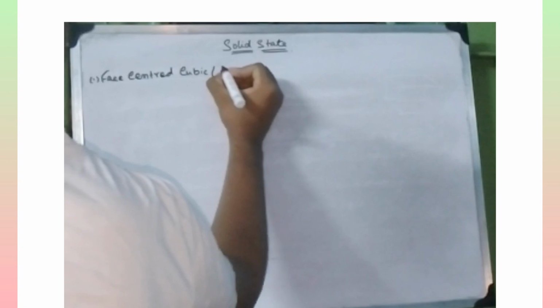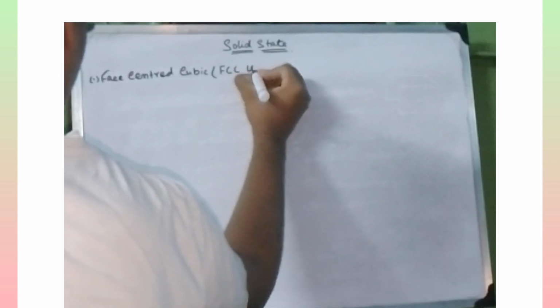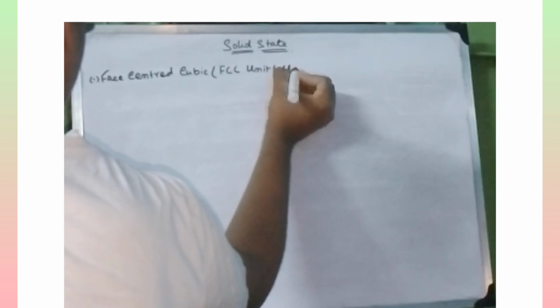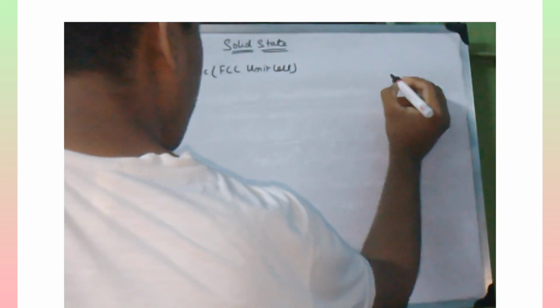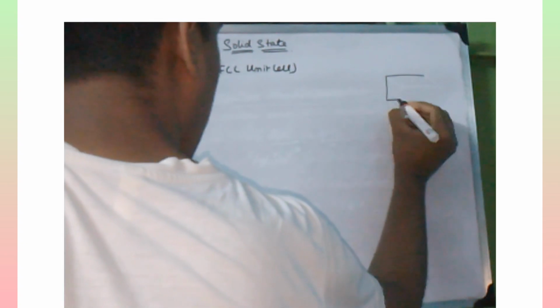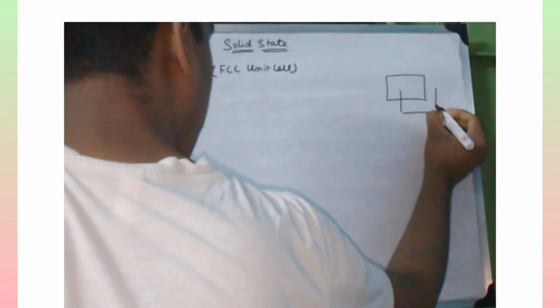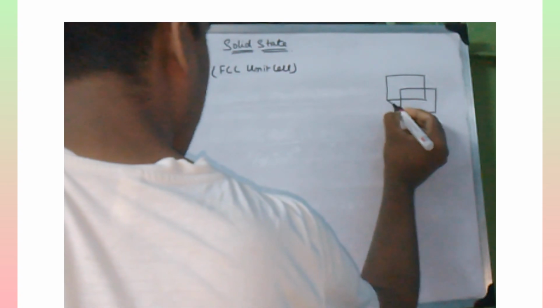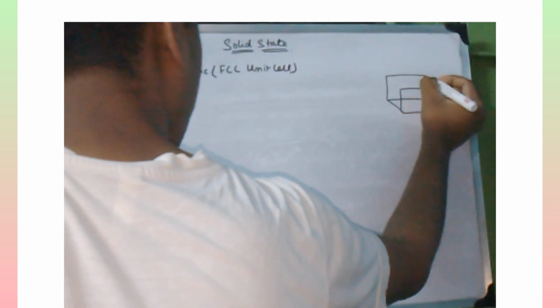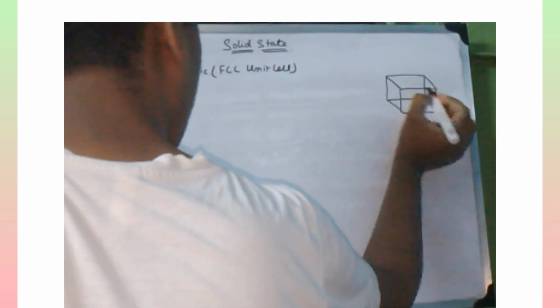Now we will move on to the next type of unit cell, that is known as face centered cubic unit cell, also known as FCC unit cell. For that we have to make the diagram so that we can understand the properties carefully.